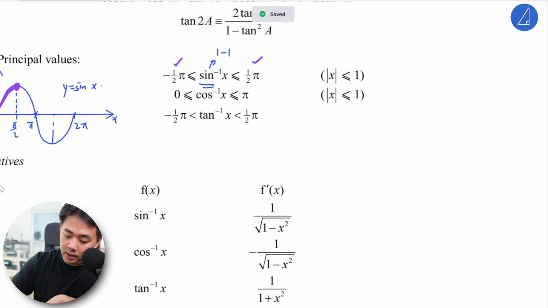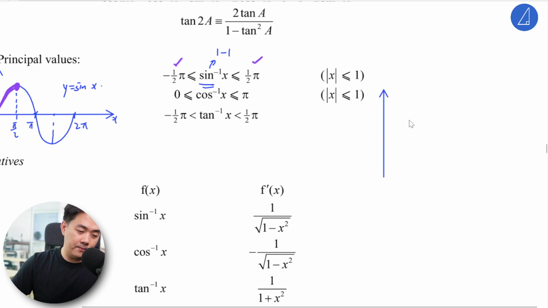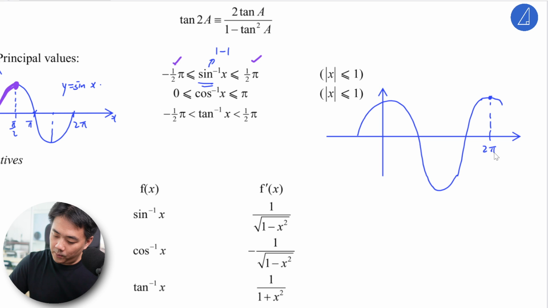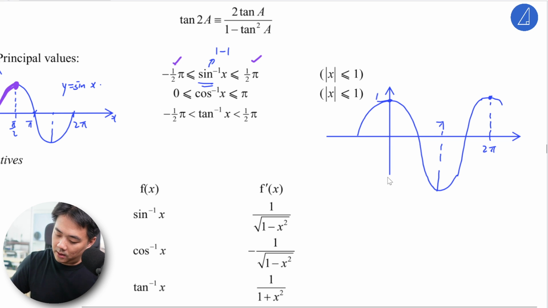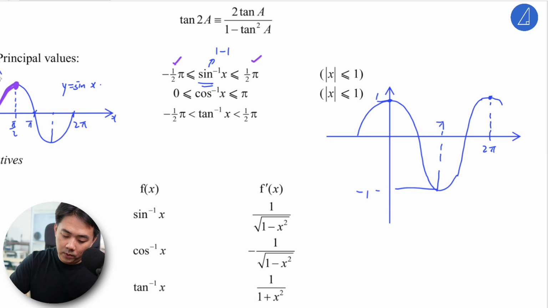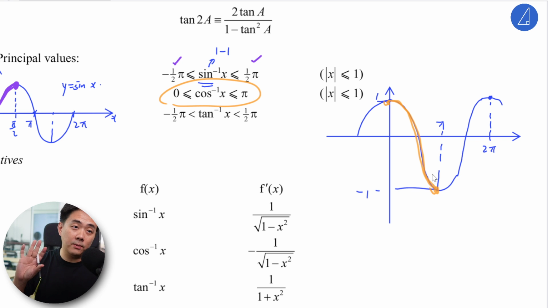If I draw the cosine x graph, this is 2 pi, and this is 1. Let's say the peak is at 1, and this guy is -1 here. If you scope from 0 to pi, you realize 0 to pi is this part here, and it's actually a 1, 1 function. You cut the trigo curve out so that it becomes 1, 1.